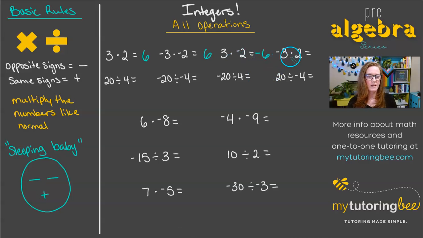Okay, and then we have a negative 3 times positive 2. It doesn't matter which negative you cover up. So we're going to cover up the negative for the 3 and the positive for the 2. We're left with a negative. So then that means, again, our answer is negative 6.